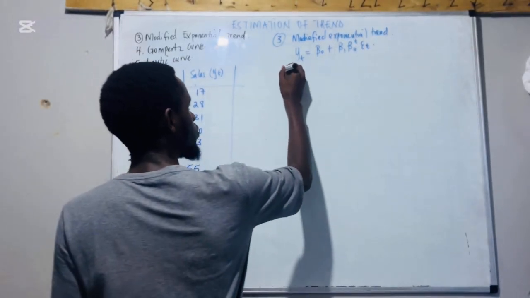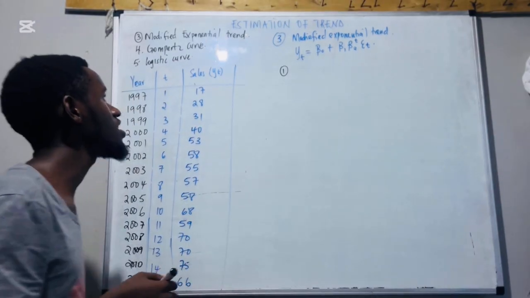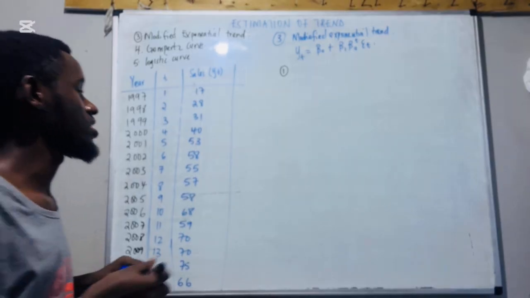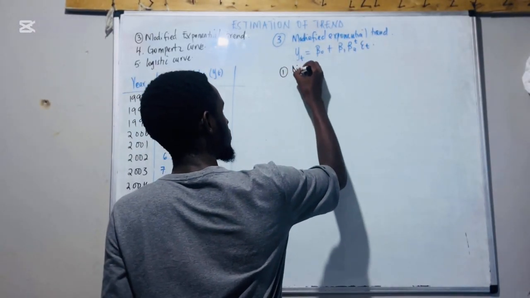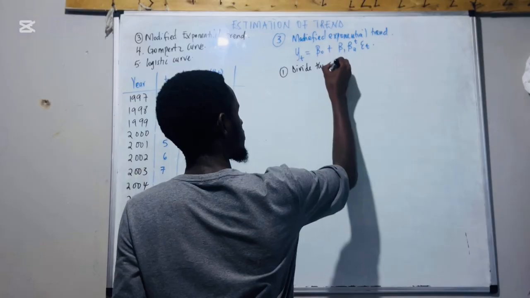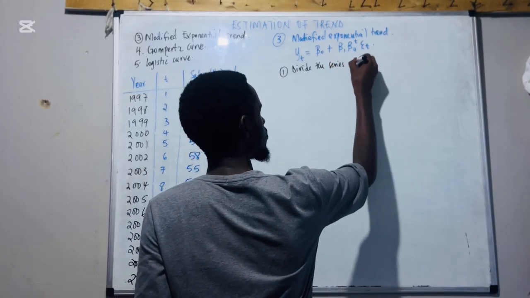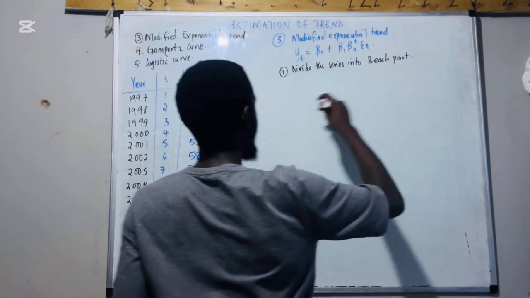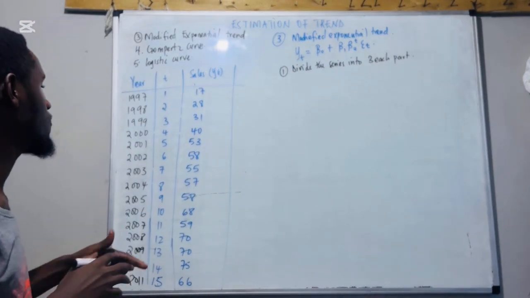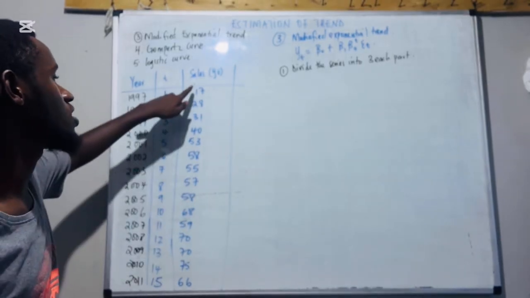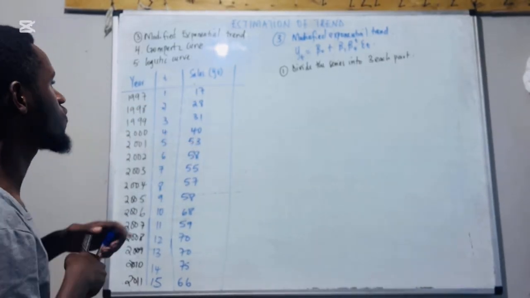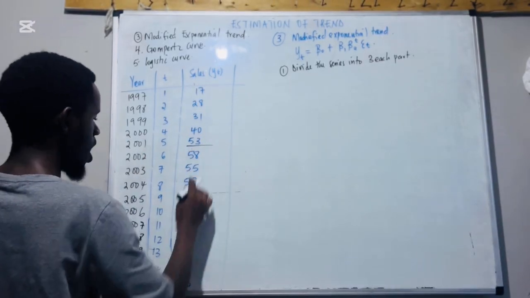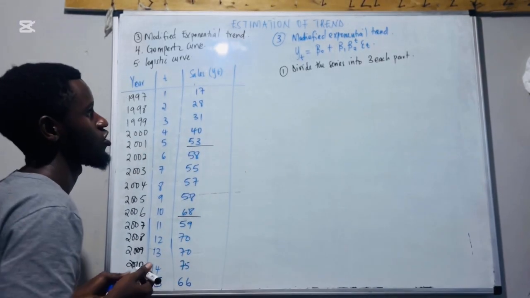Number one, first divide the series we are given into 3 equal parts. If you have 15 values, divide them into groups of 5, 5, 5. From here to here is one division, from here to here is one division, and from here to here is another division.